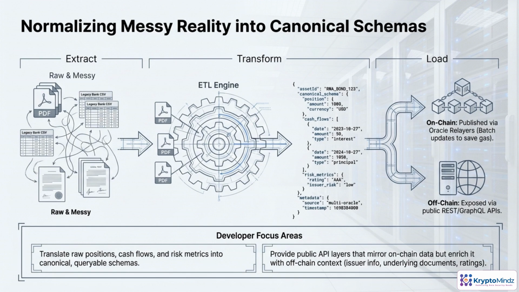Real-world assets don't arrive as neat, on-chain objects. They show up as PDFs, CSV exports, and legal docs, all with different formats and naming. The job of an RWA data stack is to extract those sources, run them through an ETL engine, and output a single canonical schema: positions, cash flows, and risk metrics that every app can understand. From there, the same normalized data can be loaded on-chain via oracles and off-chain via APIs, keeping analytics and contracts perfectly in sync.